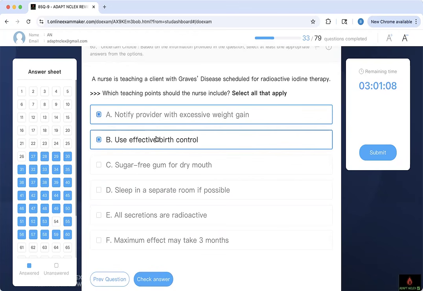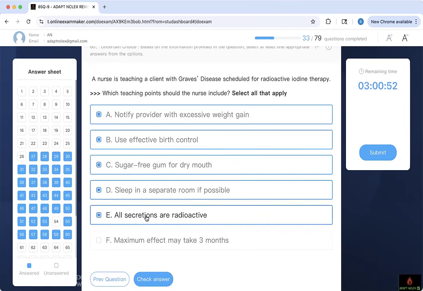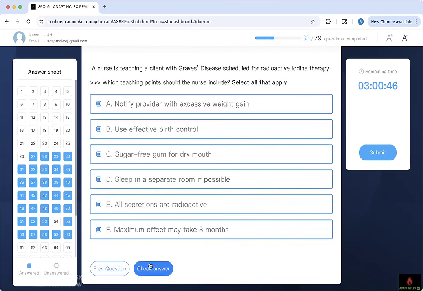You should not get pregnant because you're getting radiation. Your mouth is going to be dry, so you're supposed to choose something for that. You should sleep in a separate environment because of what? What do you think? Your secretions are radioactive, and this can take 3 to 6 months. And so those are the things you have to know.